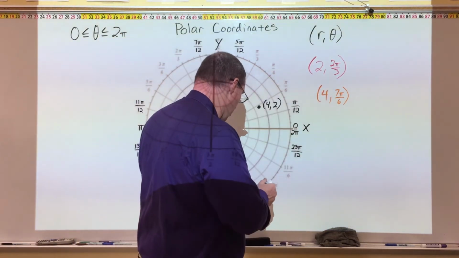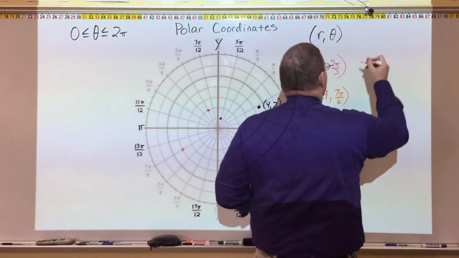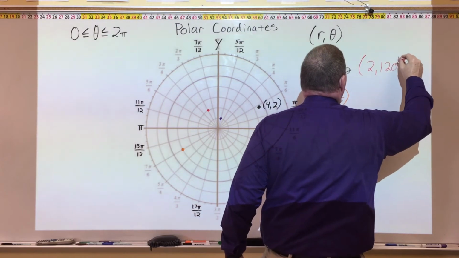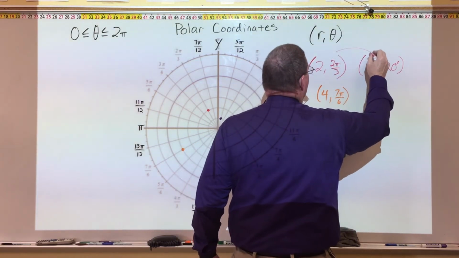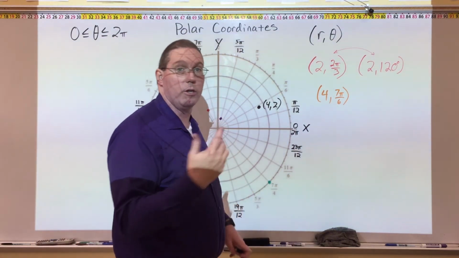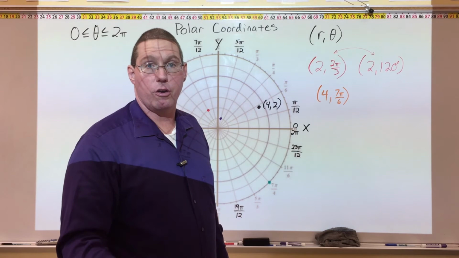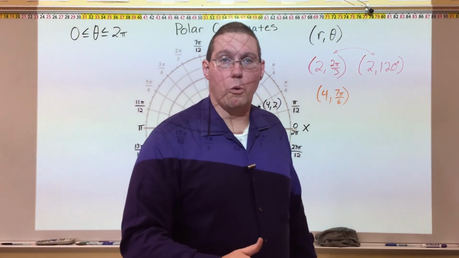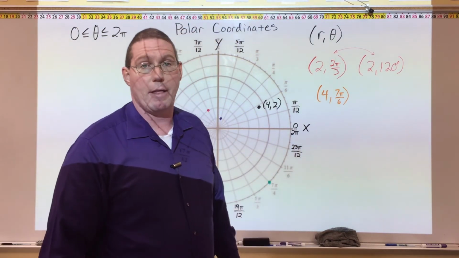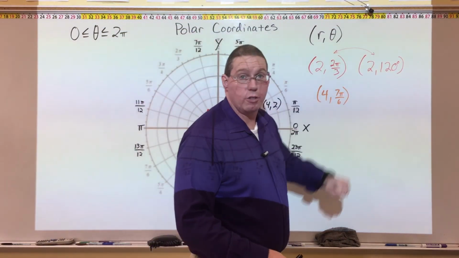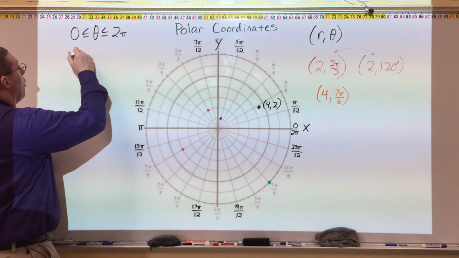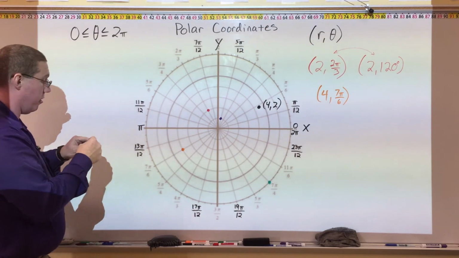So you could also write this coordinate as radius of 2, theta angle of 120 degrees. These two are exactly the same. They are the same polar coordinate. It just depends on whether you're doing your polar coordinates in radians or in degrees. In this class, we're going to do our polar coordinates in radians, okay? But you could find yourself in another math class someday where you do polar coordinates in degrees, okay? All right, when it's in degrees, theta is always going to fall between 0 and 360 degrees.